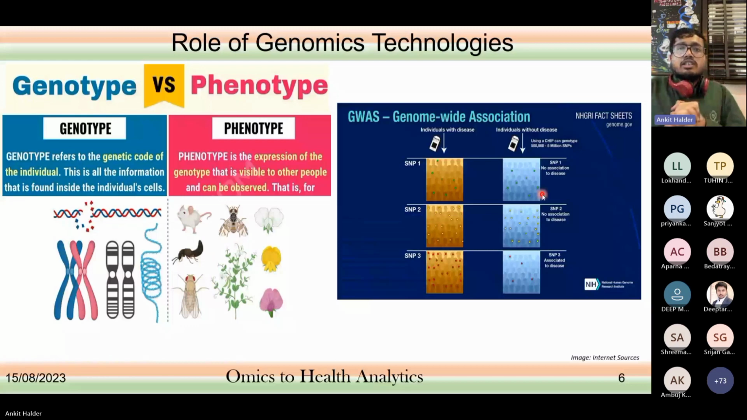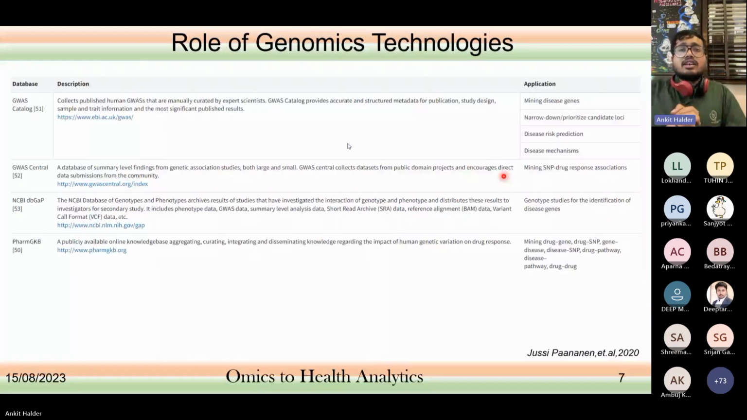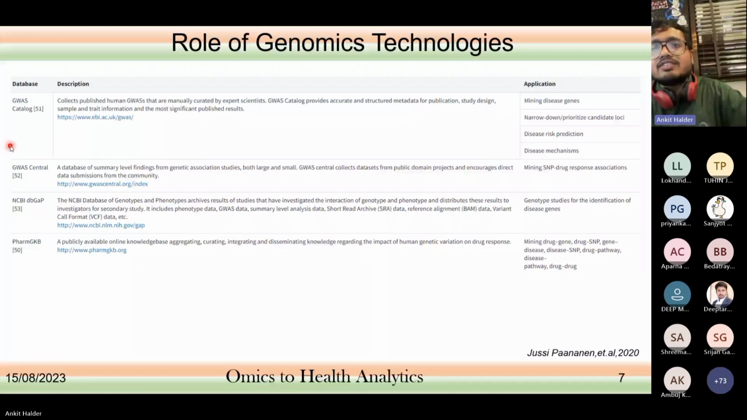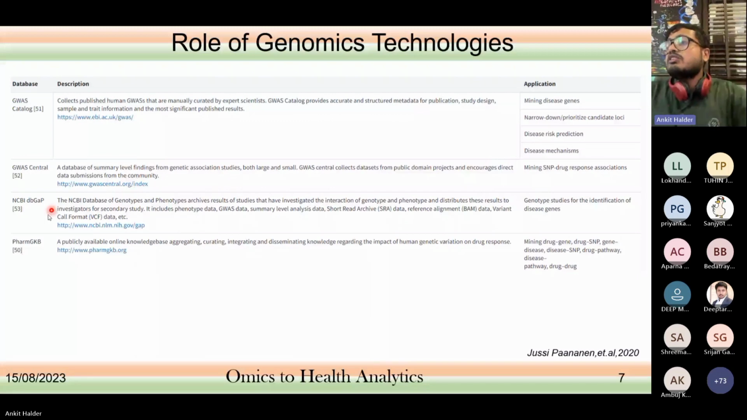So these are some of the databases and resources that you can use for different applications in drug discovery, like the GWAS Catalog, Central, NCBI, PharmGKB. So you can try to mine the disease genes, narrow down disease risk prediction, disease mechanisms, or mine SNP drug response associations or genotype studies for the association of the different diseases. So these are the different applications that you can do with these databases and these resources.